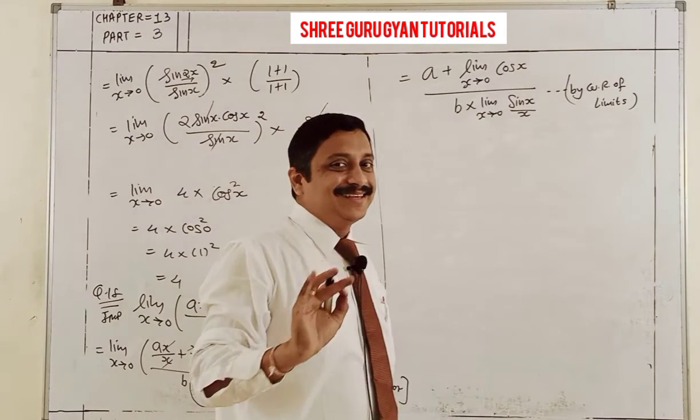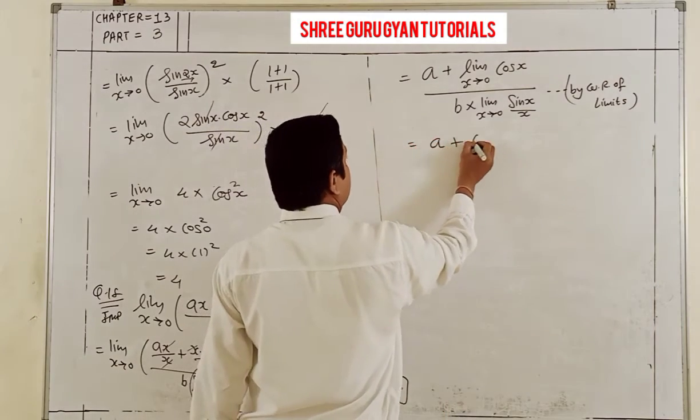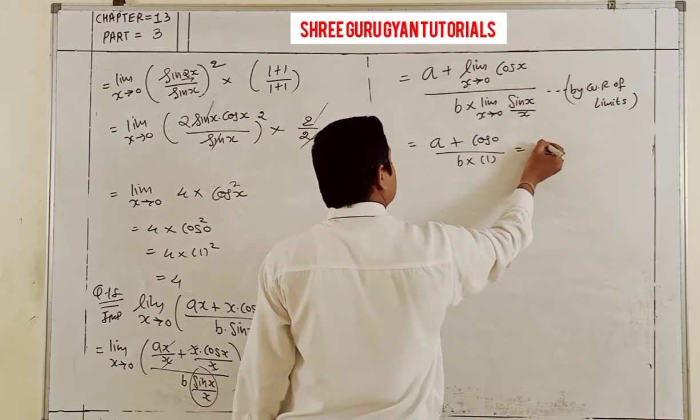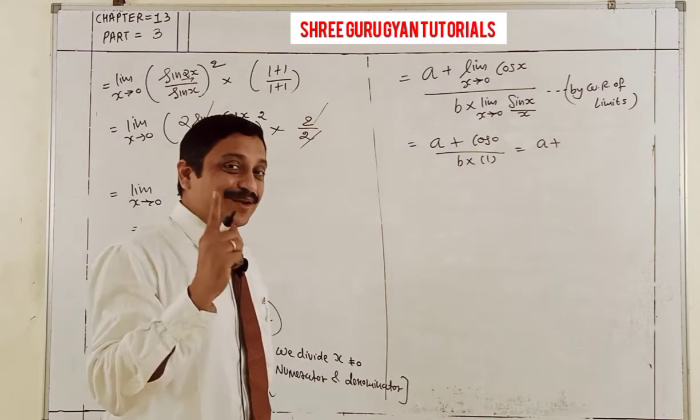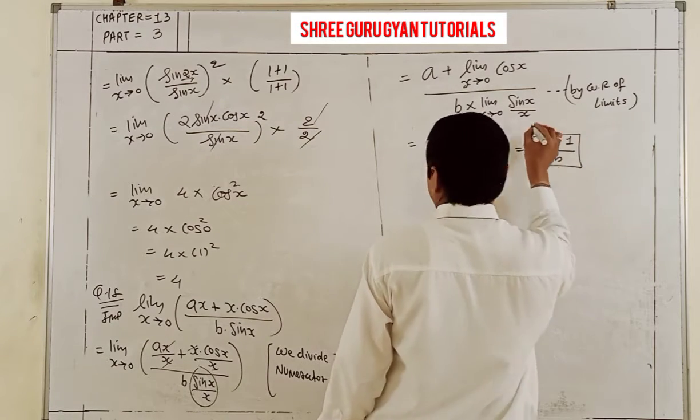Now easily you will decide your answer. Same here, cos 0 upon b, but that is 1. You know students, cos 0 is only 1, so 1 upon b, that's your answer.